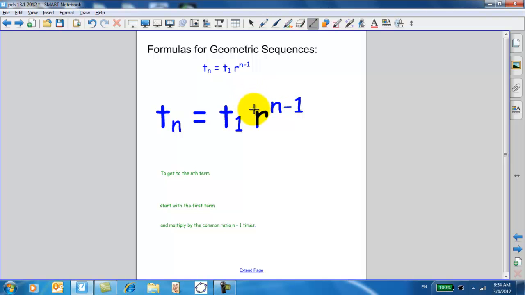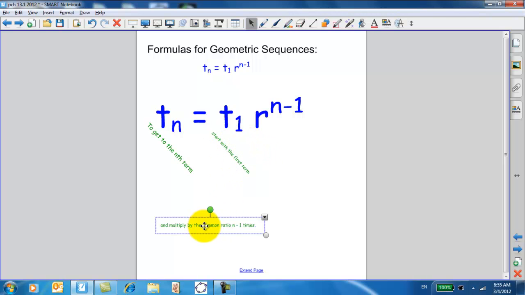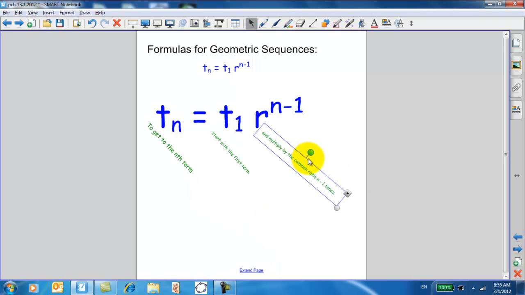Now, some formulas for geometric sequences. T sub n equals T sub 1 times r to the n minus 1. So again, to get to the nth term, that's what T sub n is all about, right? We're going to start with the first term, T sub 1. But in this case, we're not going to add on things. We're going to keep multiplying. We keep multiplying by r. Multiply by the common ratio, n minus 1 times.